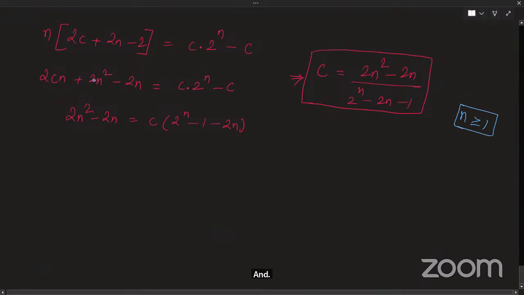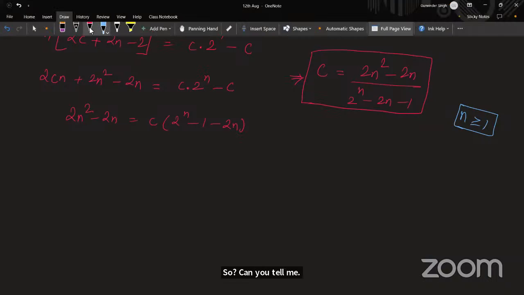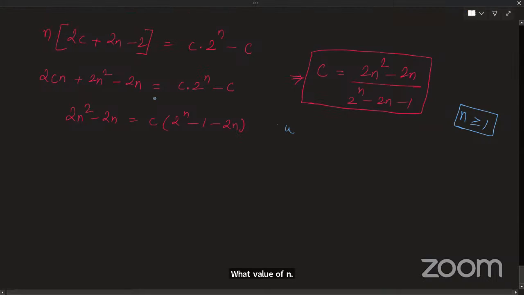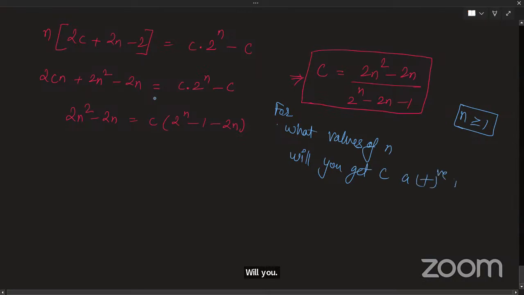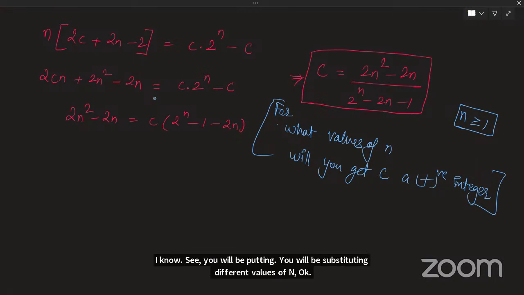So can you tell me what values of n will give c as a natural positive integer? You will be substituting different values of n. First, you will check at n is equal to 1. So I will check at n is equal to 1 first.